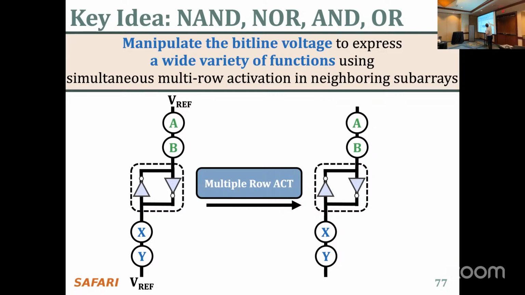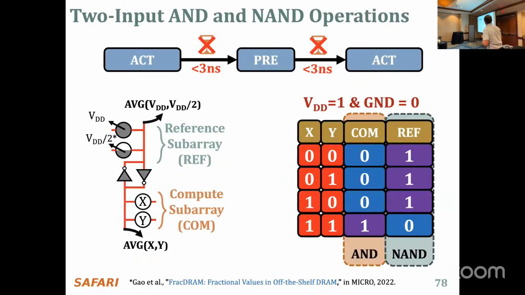What happens is the voltage that you get over here is the average of A and B. The voltage that you get over here is the average of X and Y. And the sense amplifier essentially compares those two and drives the bit line and the other bit line based on that comparison. And if you set A and B appropriately, you can essentially get NOT, NOR, and OR functions. Okay, this is one example, but maybe Geraldo will go more into this.